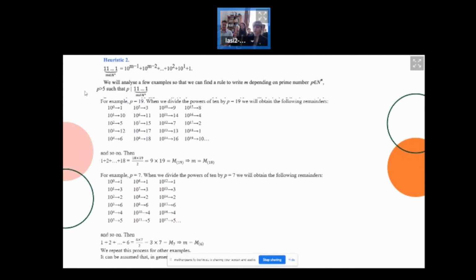For example, p equals 19. When we divide the powers of 10 by p, we will obtain the following remainders. For 10 to the power 0 it is 1, for 10 to the power 1 it is 10, and so on.